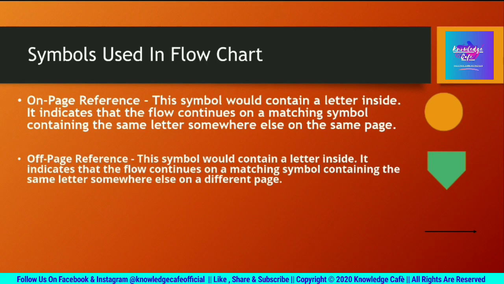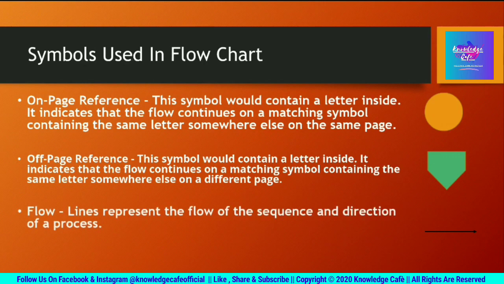Next one, off-page reference. This symbol would contain a letter inside it. It indicates that the flow continues on a matching symbol containing the same letter somewhere else on a different page. Lastly, flow. The arrow lines show the flow of the flowchart. Lines represent the flow of the sequence and direction of the process.